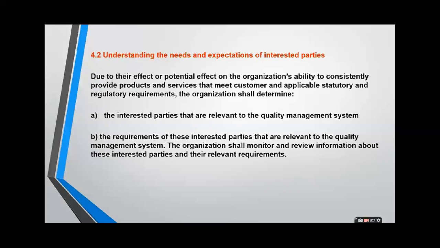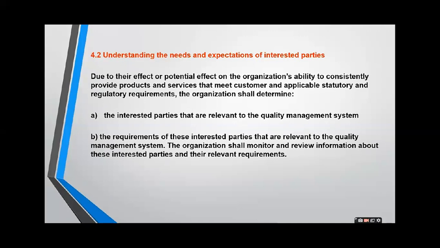So, understanding the needs of the interested parties, what is it? What could be the context of this? What is the type that the interested parties are? See, you have to identify the interested parties, where you will determine the individuals or groups like customers, suppliers, and regulators that can affect or can be affected by your organization.